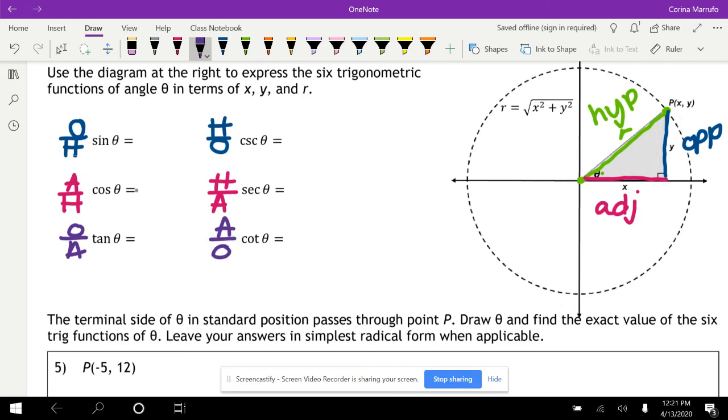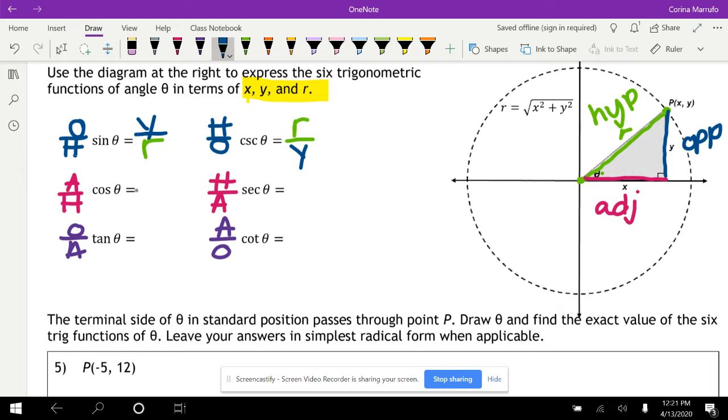Now, they want us to write it in terms of x, y, and r. So if we look, our sine is opposite, which we have here labeled as y. So it'll be y over, and then it's over your hypotenuse. But in this case, we have our hypotenuse as r, so it'll be y over r. And so for cosecant, it's the reciprocal, which is equal to r over y.